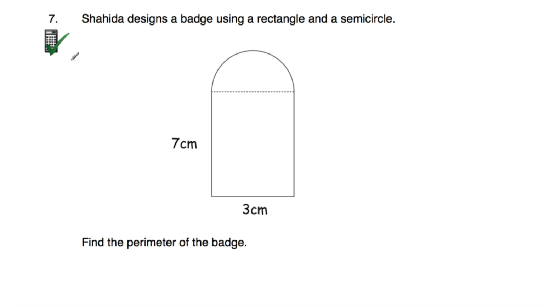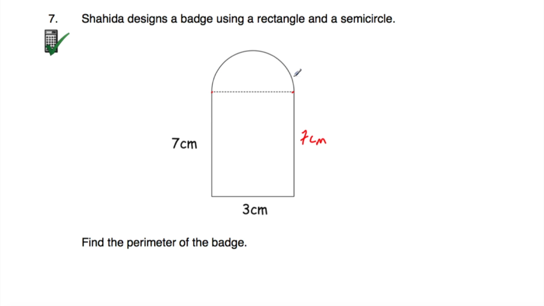Okay, question number 7. Question number 7 says, Shahida designs a badge using a rectangle and a semicircle. So we've got this rectangle and we've got this semicircle, and we've been asked to find the perimeter of the badge. We want to find the perimeter, the distance around the outside of the badge. So if we were to start here, we've got 7 centimeters, 3 centimeters, another 7 centimeters, I'm going to write that down there, and then we've got this arc, which is the arc of this semicircle.